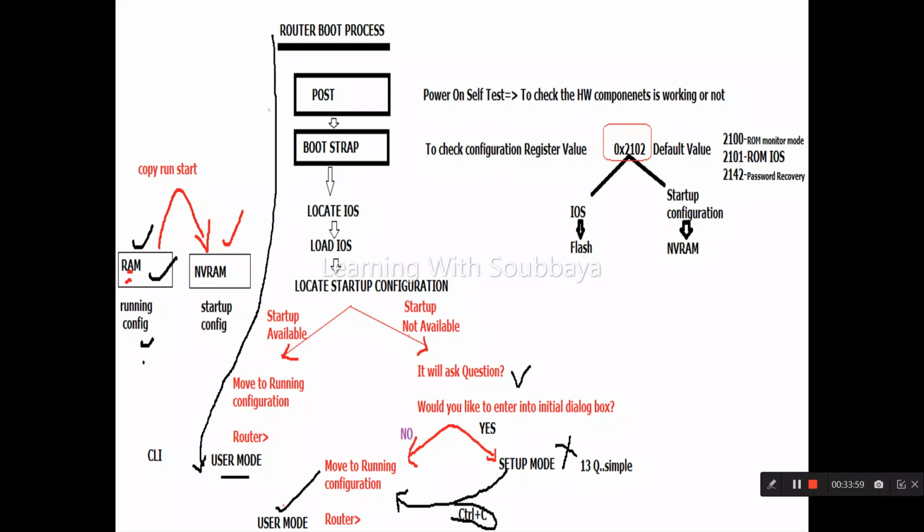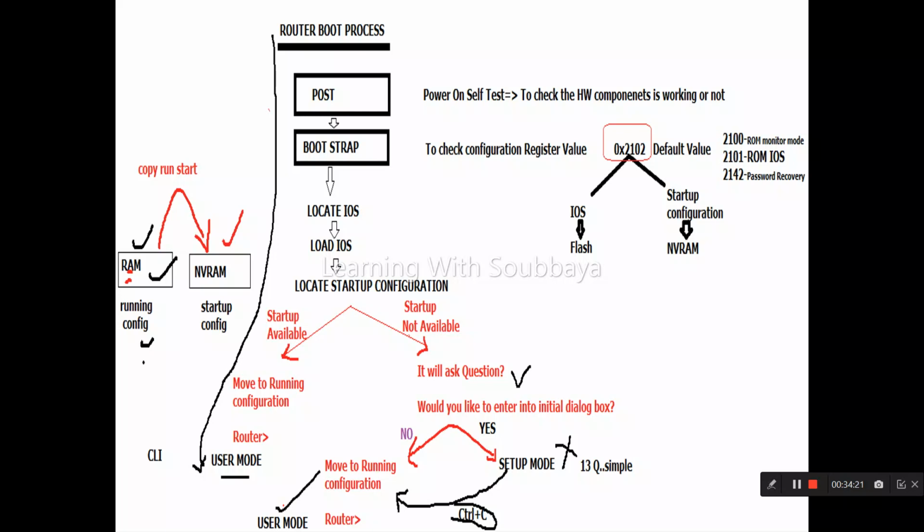Okay, I told you the default IOS is available in the flash memory, right? That's what they represent. My startup is available there in the NVRAM. Startup is nothing but your startup configuration, your permanent memory available in the NVRAM. That is the information provided by this configuration register value. So this is the default value available in the router, right?